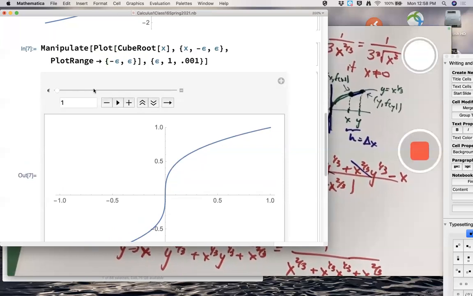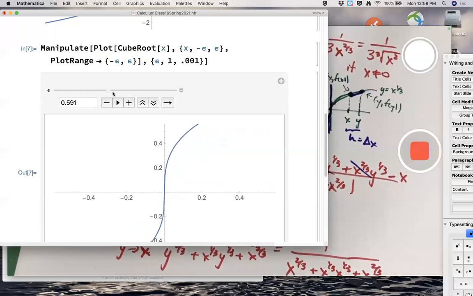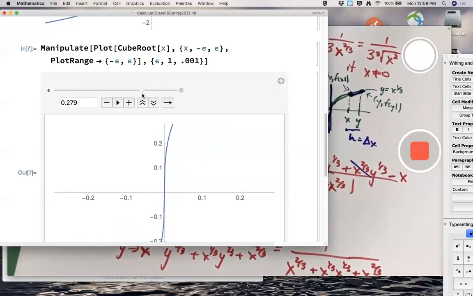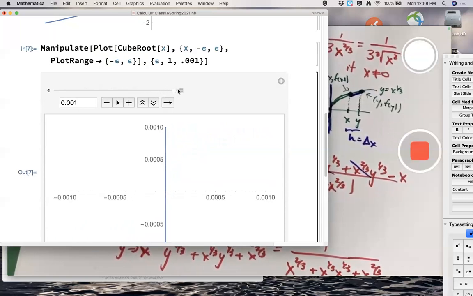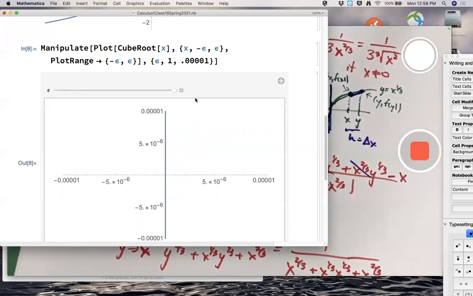Watch what happens here. Zoom in, epsilon, make it smaller and smaller. Yeah, now the graph is looking different. And indeed, it is looking steeper and steeper at the origin. And in fact, if you go in far enough, it actually even looks practically vertical. If I want it even further, add a couple zeros here. It looks so close to vertical, it looks like it's the y-axis.